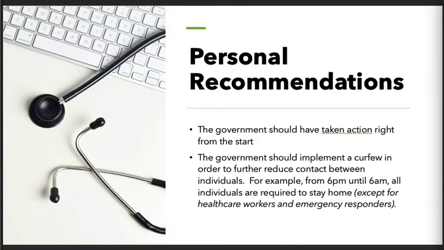But for my personal recommendation, I believe the government should have taken action right from the start. As a result, it would have prevented more people from getting infected and more people from dying. The government should also implement a curfew in order to further reduce contact between individuals. For example, from 6 p.m. until 6 a.m., all individuals are required to stay home. However, the exception goes for healthcare workers and emergency responders, such as police officers, firefighters, etc.